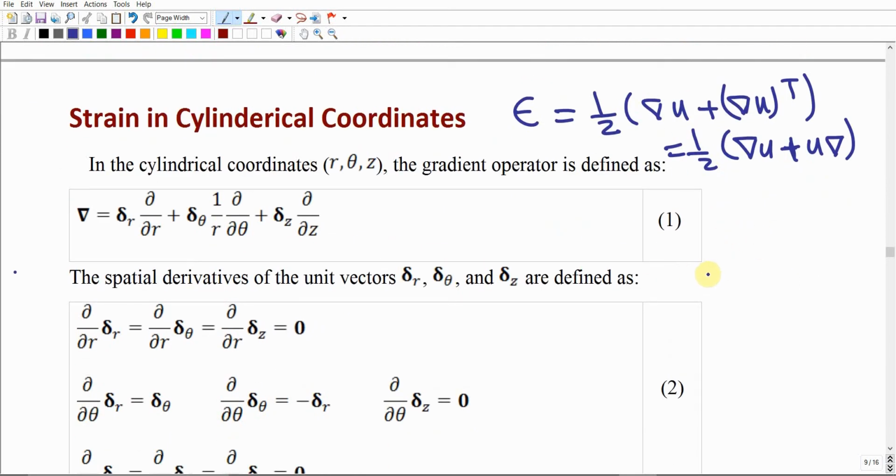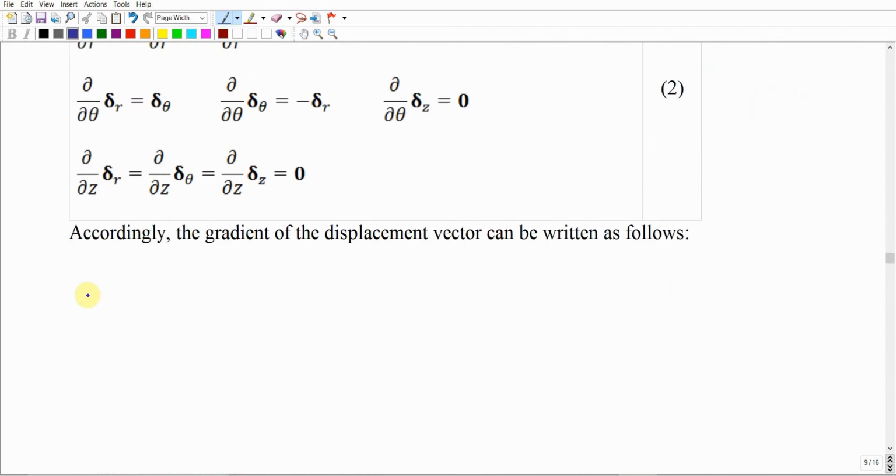So if we take u as a vector in the rectangular coordinate, we represent it as ux, uy, uz, which can be written as ui delta i, but you should understand that i in this case will take the values x, y, and z. This is in the rectangular coordinate, right?